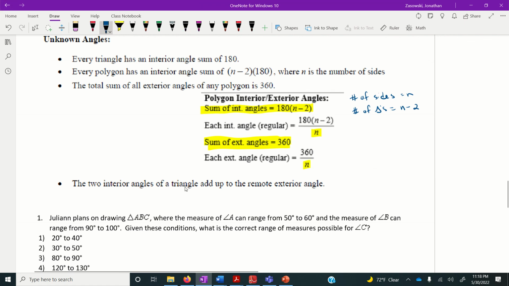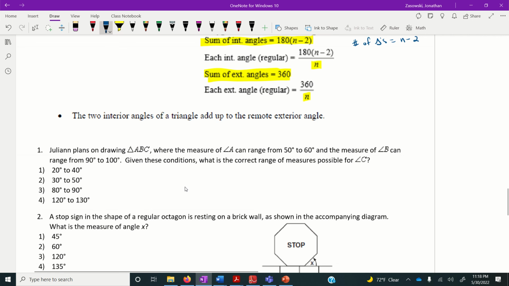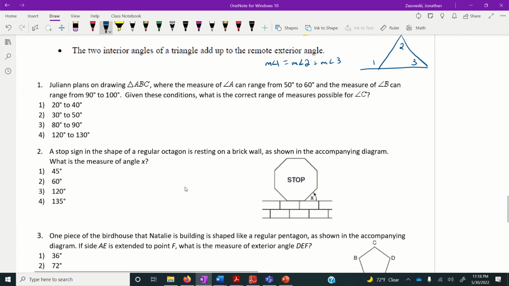The other thing we talked about is that, remember, in the exterior angle theorem, as we have the exterior angle drawn to a triangle, this exterior angle is equal to the sum of the two interior angles. So the measure of angle 1 is equal to the measure of angle 2 plus the measure of angle 3. All right, so let's take a look at number 1.